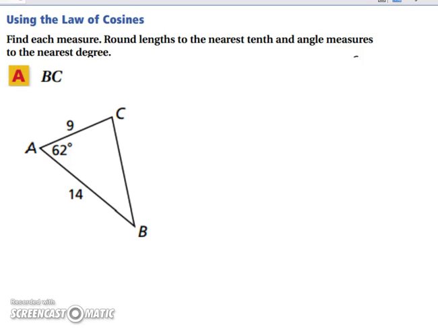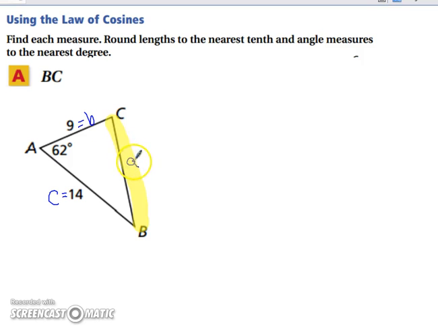Take a moment and write down this example. Now that you've had a moment to write down this example, let's practice labeling. So across from angle A is going to be side A. Across from angle B is going to be side B. And across from angle C is going to be side C. So, they're giving you an angle measure, and we would like to find BC. So this is the side we're trying to find, so why don't we highlight that?